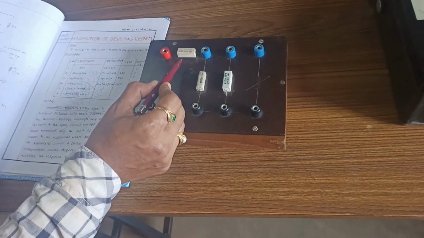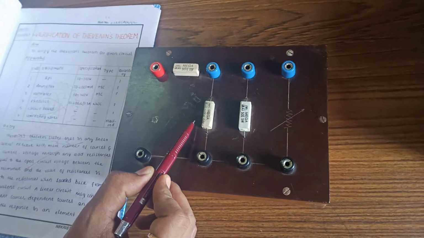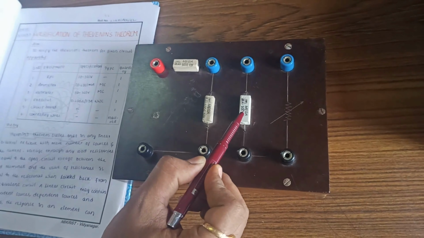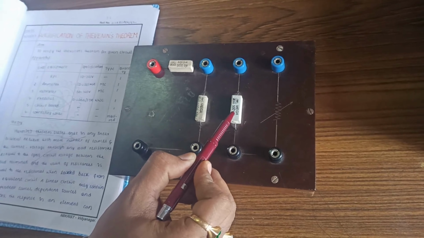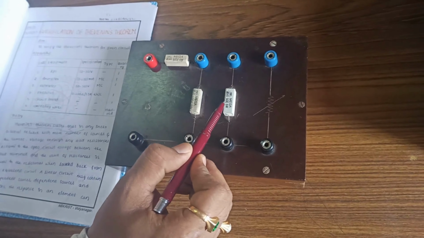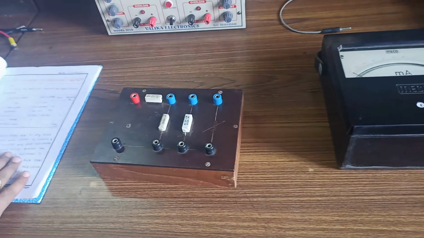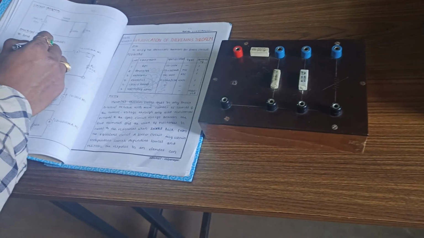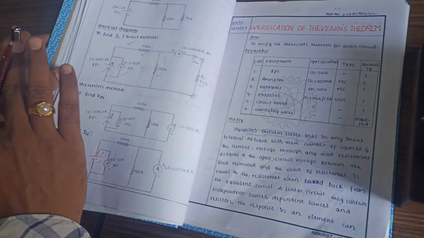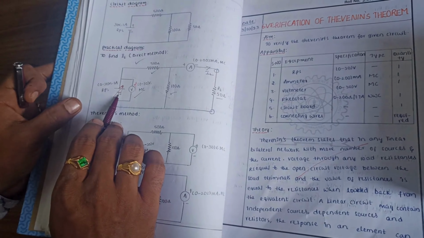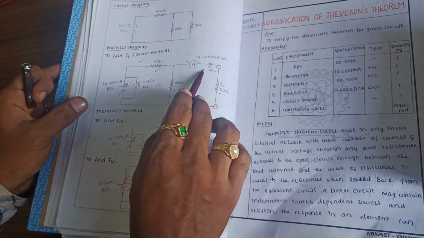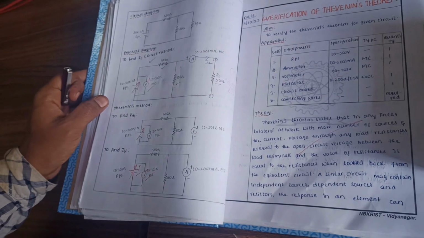Coming to the practical circuit, this is the practical circuit. This is a 500 ohm resistor, this is a 100 ohm resistor, and this is the rheostat where you need to find the current in this branch. Let us first try the direct method. Directly, without using any theorem, we will give the 30 volts and find the current in this branch, and we will verify with Thevenin's theorem also.